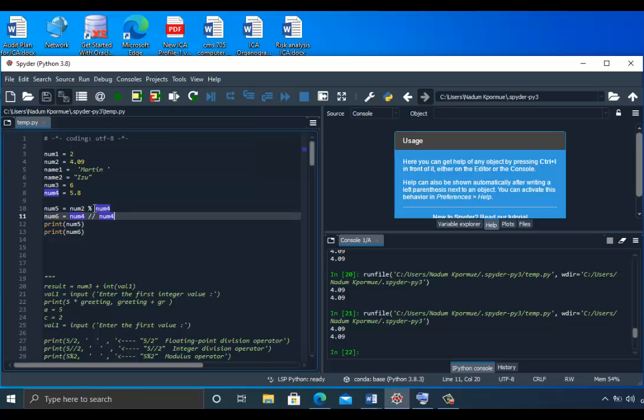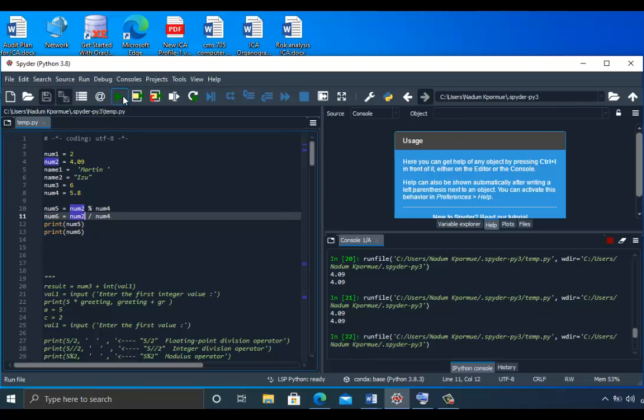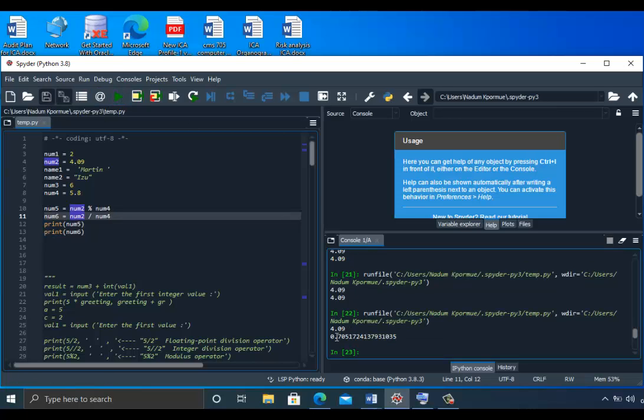So let's see the difference between these operators, the modulus operator and the floating point operator. This was num2 and num4. Let's see what we have there. We could see now that the modulus operator gave us 4.09, while the floating point operator gave us 0 point this.